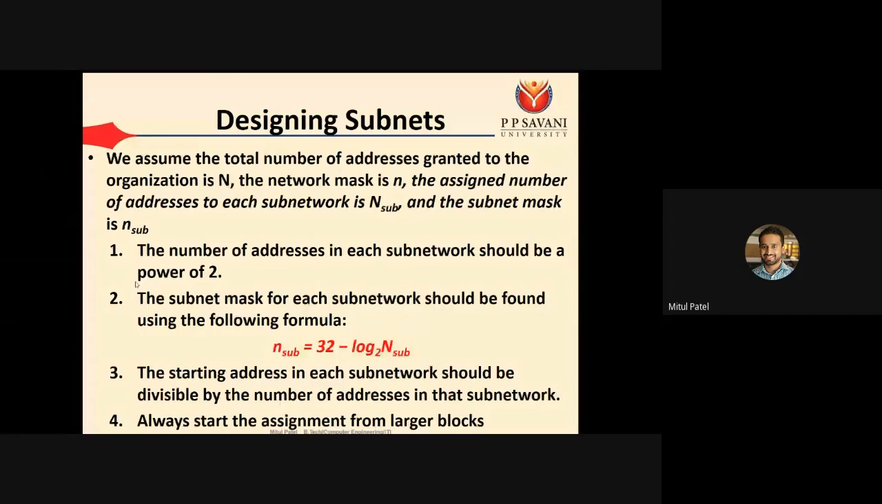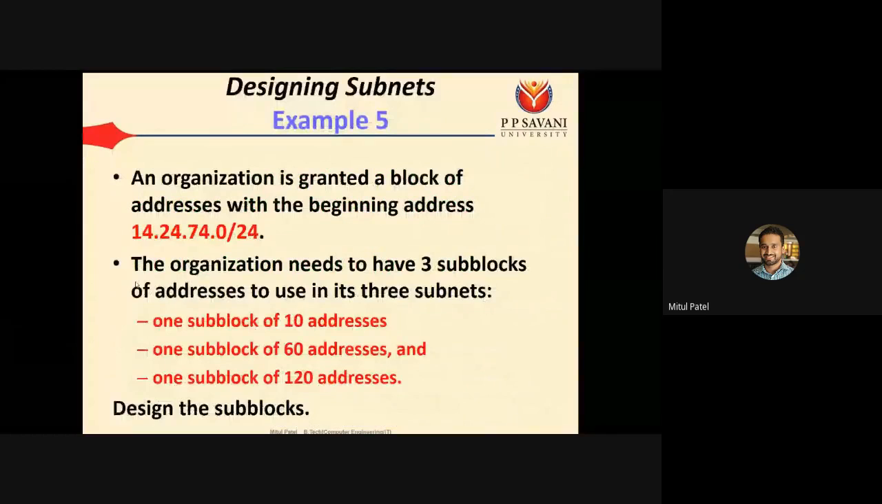So here we'll see our example. An organization is granted a block of addresses with the beginning address 14.24.74.0/24. Okay, an address has been assigned to us, that is 14.24.74.0/24. So /24 indicates the mask of that block.